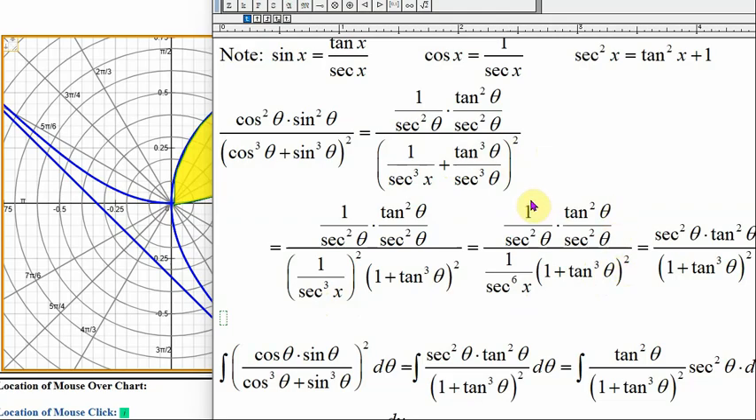Now multiply the top by secant to the fourth, and multiply the bottom by secant to the fourth. What's left on the top is just tangent squared, and what's left on the bottom is 1 over secant squared, which we can rewrite as secant squared.